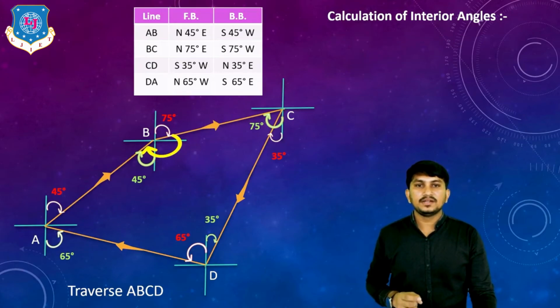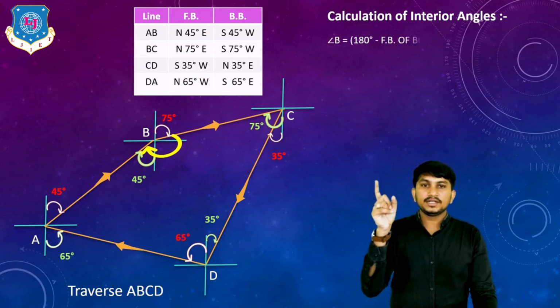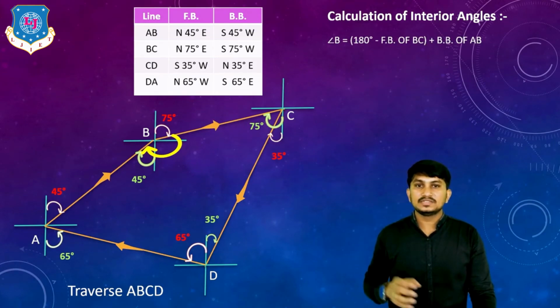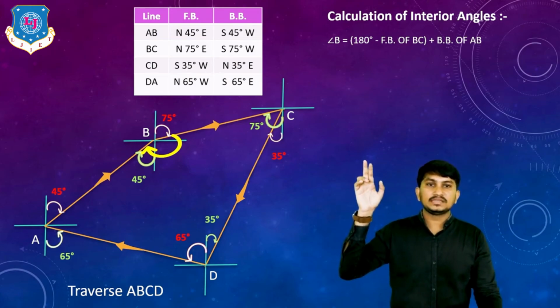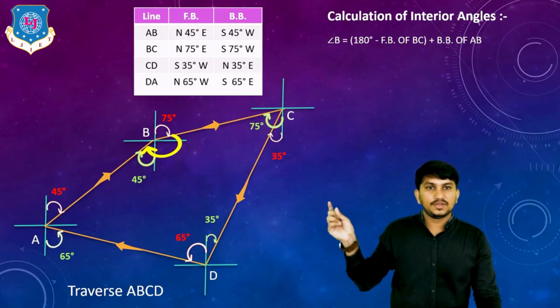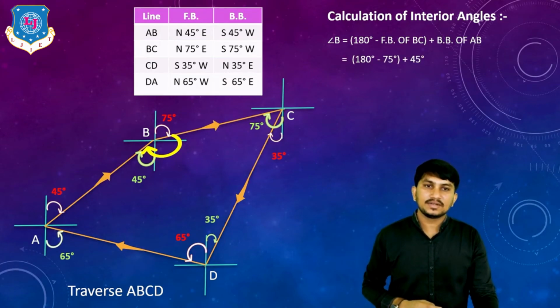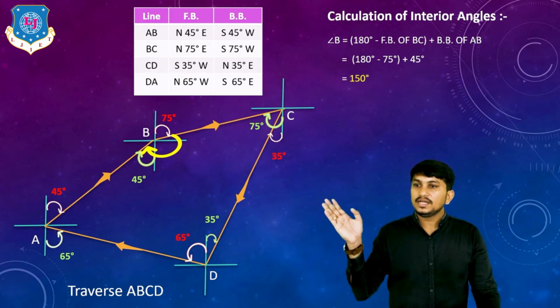Now next we will find interior angle B, which is like this. To find interior angle B, we have to use this type of formula: 180 degree minus fore bearing of BC, which is 75 degree, plus 45 degree, which is BB of AB. So 180 degree minus 75 degree plus 45 degree is 150 degree, which is the interior angle B.